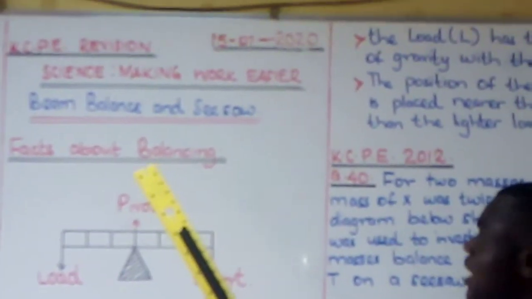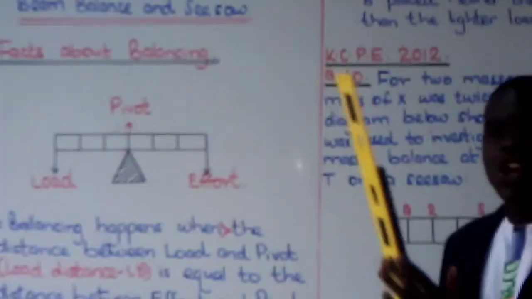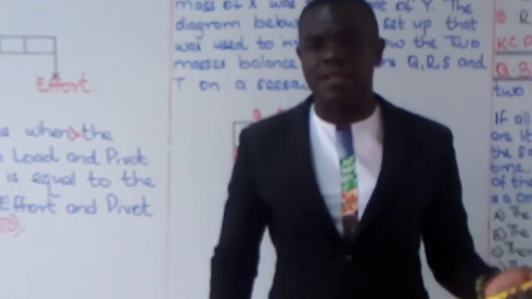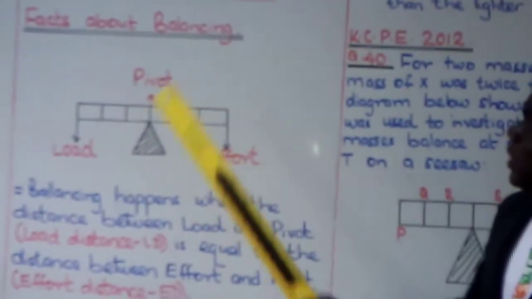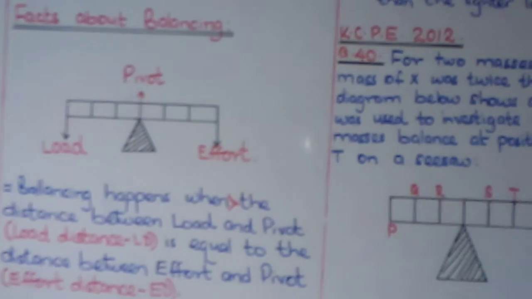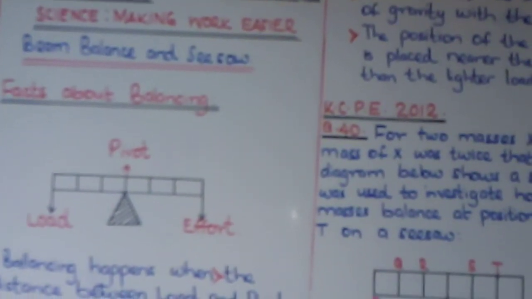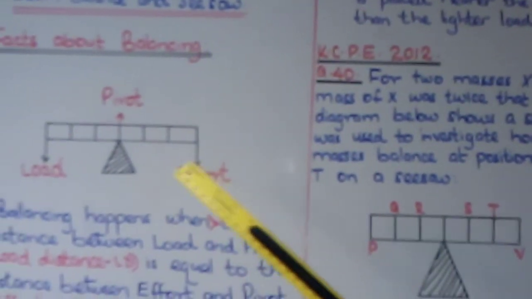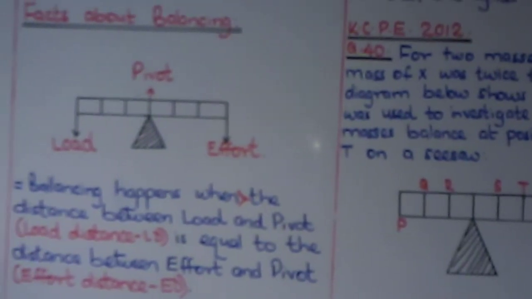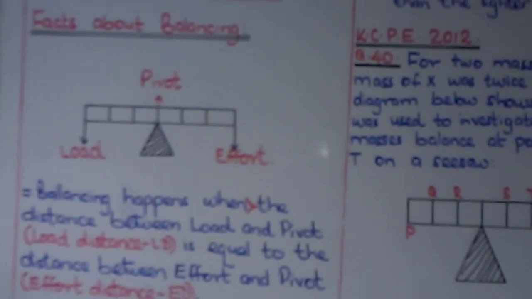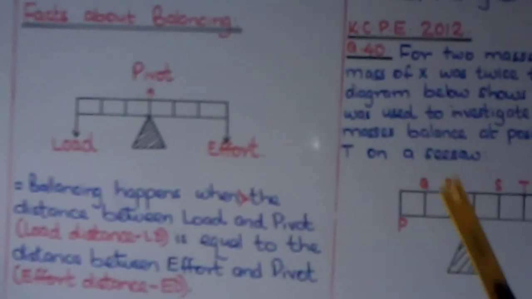And I want us to really look at beam balance and a seesaw. There is a close relationship between beam balance and the seesaw. Now, we want to first of all look at the facts about balancing on both the beam balance and the seesaw. Are we together? Now, you can see that diagram. Look at it and study it. Look at the parts as they are labeled and be able to understand them.